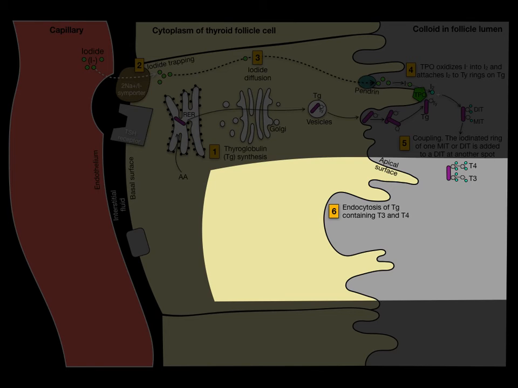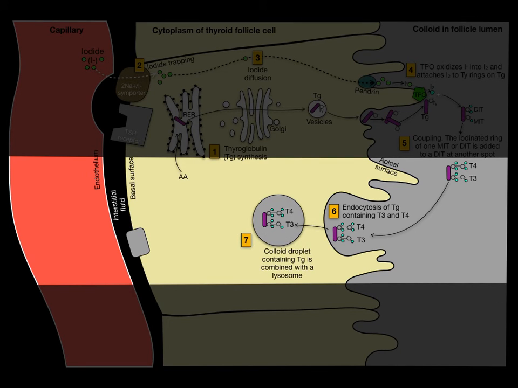This next step, number six, is where there's endocytosis of the thyroglobulin containing T3 and T4. The follicular cells engulf portions of the colloid that contain thyroglobulin with T4 and T3, and it's now inside of this little vesicle. Now that brings us into the seventh step, where that colloid droplet containing the thyroglobulin is combined with a lysosome. And what happens then is the lysosome has these proteases that are going to cleave T3 and T4 from the thyroglobulin. Watch those pink lysosomal enzymes come and cleave it. And now T4 and T3 are off of the thyroglobulin.